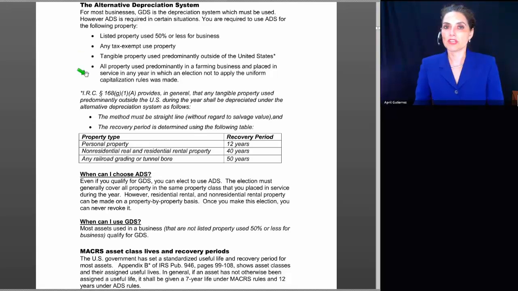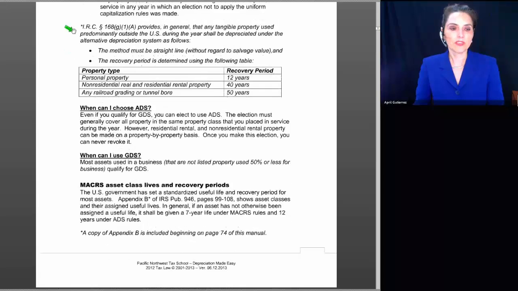The alternative depreciation system must also be used for all property used predominantly in a farming business and placed in service in any year in which an election not to apply the Uniform Capitalization Rules was made. IRC, or Internal Revenue Code 168, provides in general that any tangible property used predominantly outside of the United States during the year shall be depreciated under the alternative depreciation system as follows.